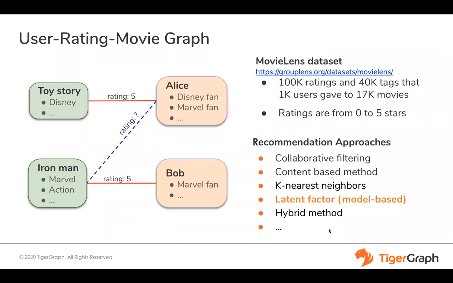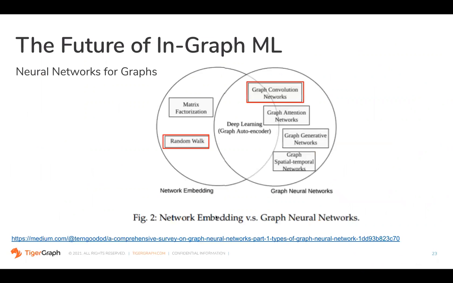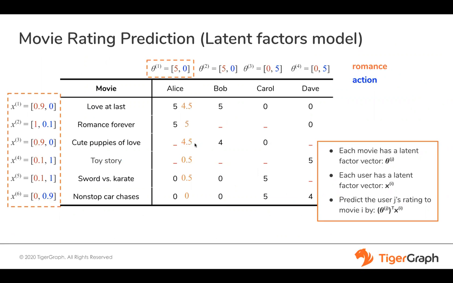I'm not going to spend too much time going over the details of this one. It's using the latent factor approach. Basically, given a set of movies and a set of people who reviewed movies, where they reviewed some but didn't review every movie, it tries to predict how you would rate a movie. If you were to see that movie, what would you think of it? So it's predicting that Alice would give a 4.5 rating for this movie called Cute Puppies of Love.